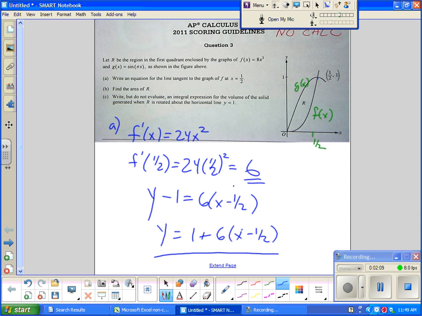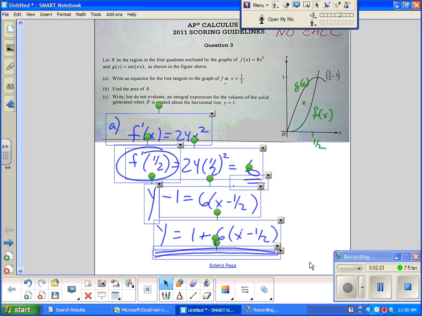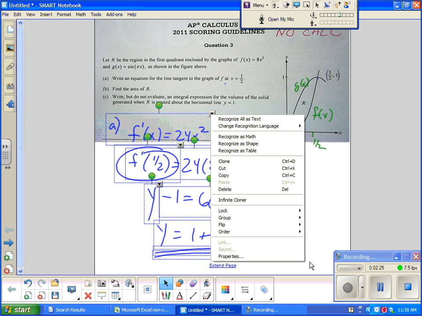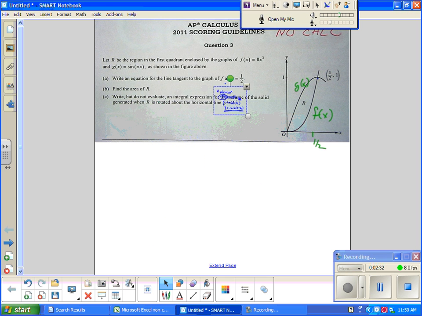So this answer is worth a point that I just underlined. And f prime of half, that you tried to do this, is worth a point. So again, 2 points: one for f prime of a half, and another point for the line at the bottom. That is the answer to letter A. Stick that up out of the way.